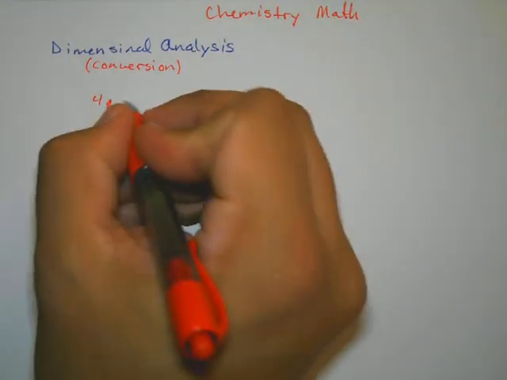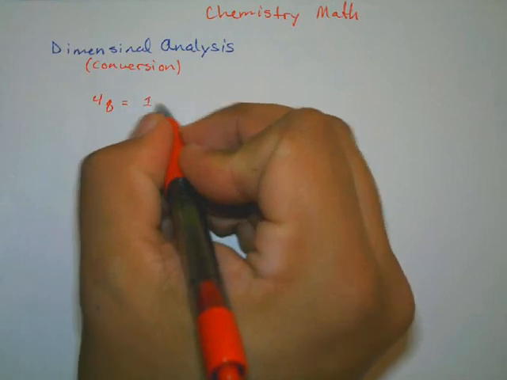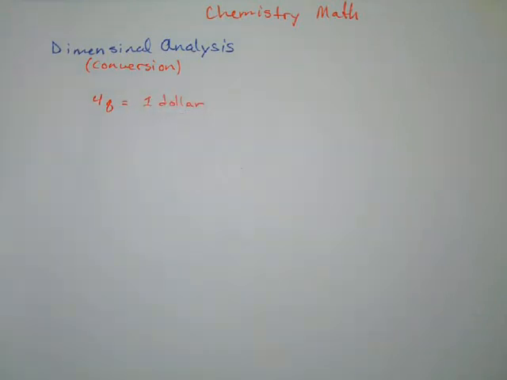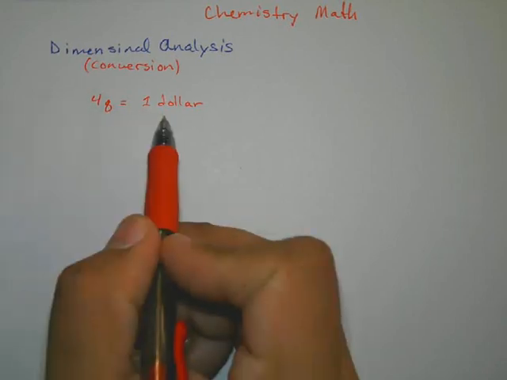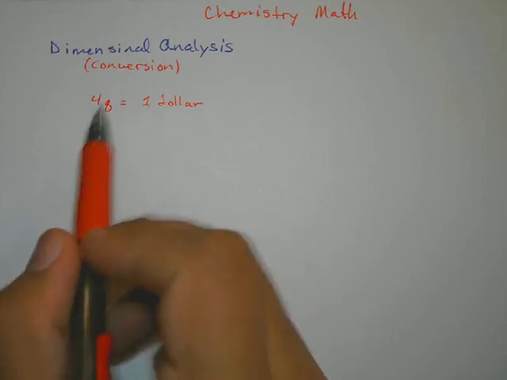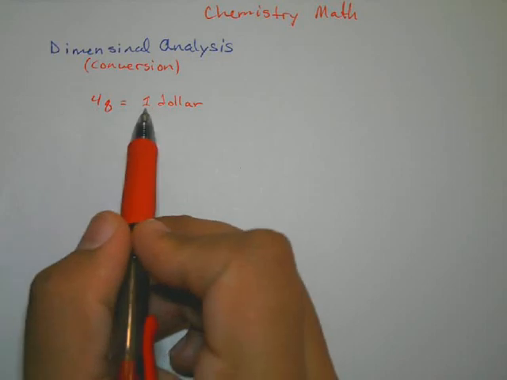Well, I know that 4 quarters is equal to $1, okay? That's a conversion. I just did a conversion. 4 quarters equals $1. I just did it in my head. Really nice and simple, okay? Now, because we know that 4 quarters is equal to $1, we can use this to do other conversions. We call these equal quantities conversion factors.